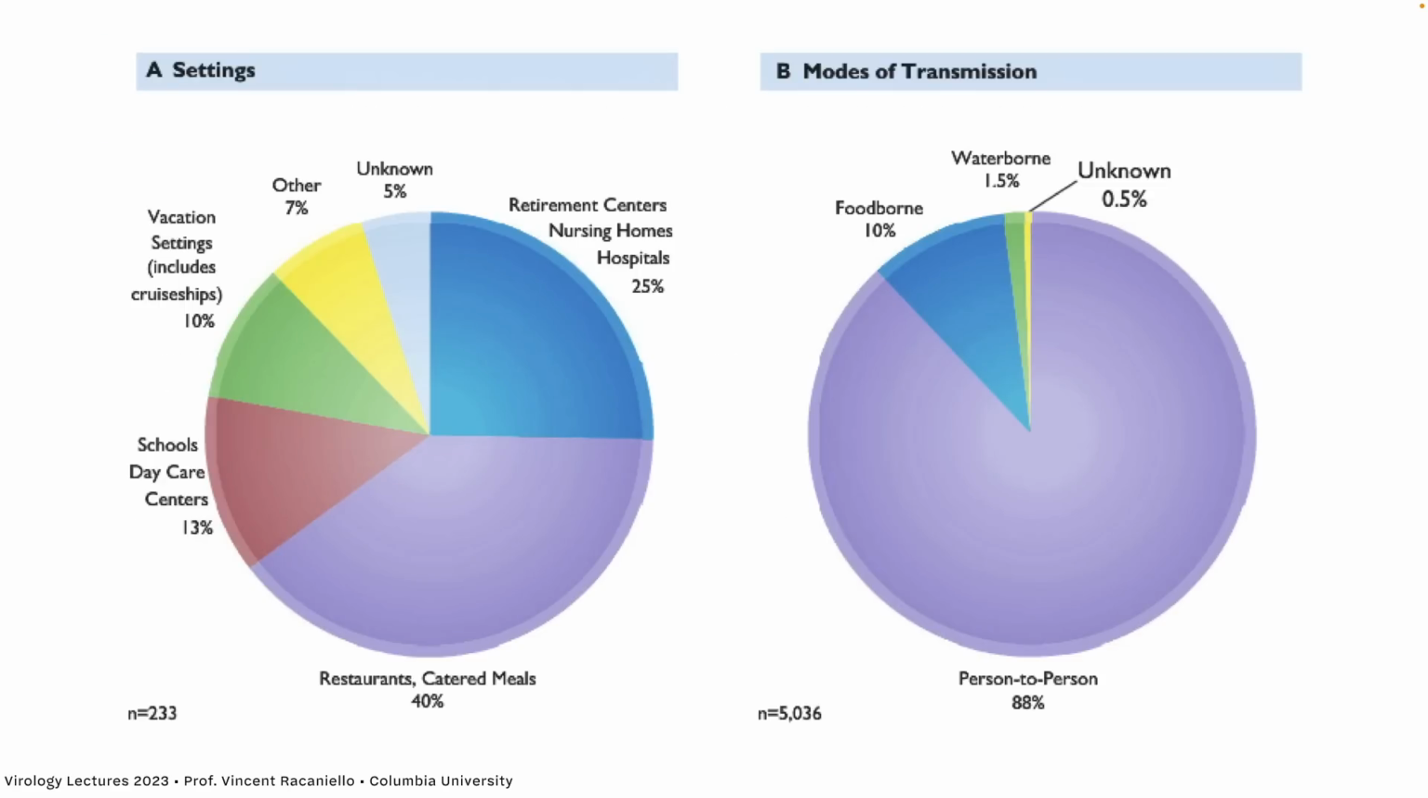So here are the breakdown of cases, first on the left by settings. And you see cruise ships there in green. It's only about 10%, although the cruise ships get a lot of publicity when they have to shut down for a norovirus infection. But the most transmission is in restaurants and catered meals, also retirement centers, nursing homes, hospitals, and schools. So that's the setting. And on the right, the mode of transmission, person to person, or foodborne or waterborne.